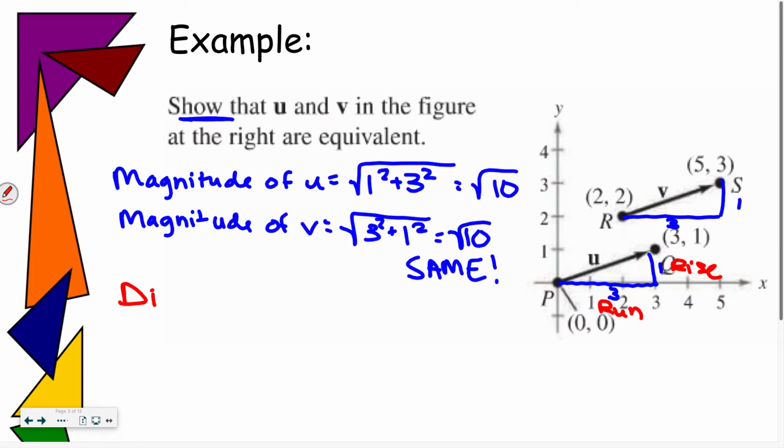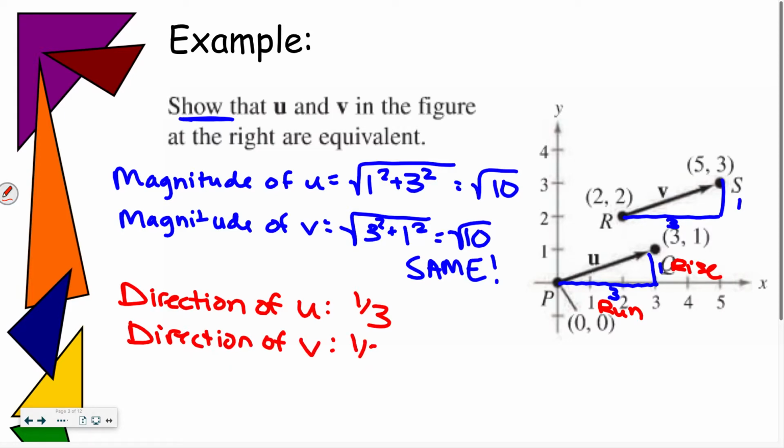So the direction of u, rising 1, running 3 is 1/3. And of course, on the other one, the direction of v is also 1/3. And that's the same. So I've proven that they are equivalent. Just remember, when you're doing your homework, don't take the shortcut and eyeball it, right? You should prove it, show whether or not they are equivalent.